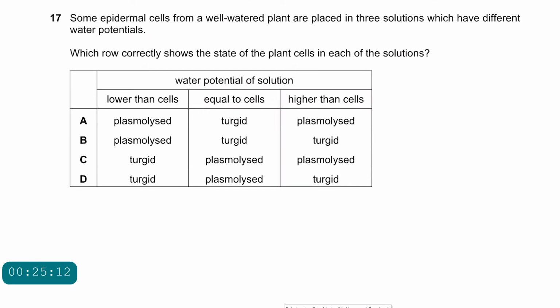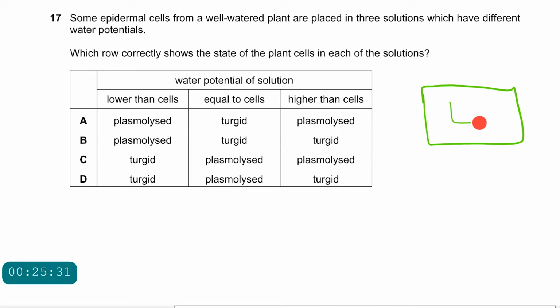Some epidermal cells from a well-watered plant are placed in 3 solutions which have different water potentials. Which row correctly shows the state of the plant cells in each of these solutions? Water potential of the solution lower than the cell. Let's just draw the cell out first. Water potential of the solution lower than the cell.